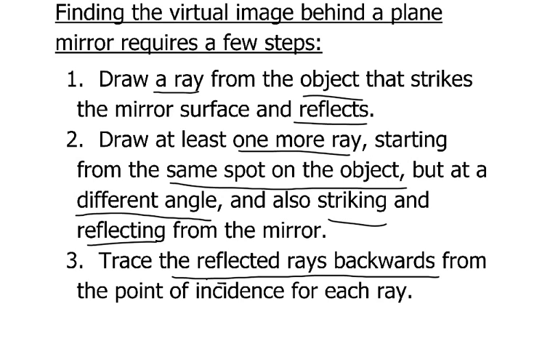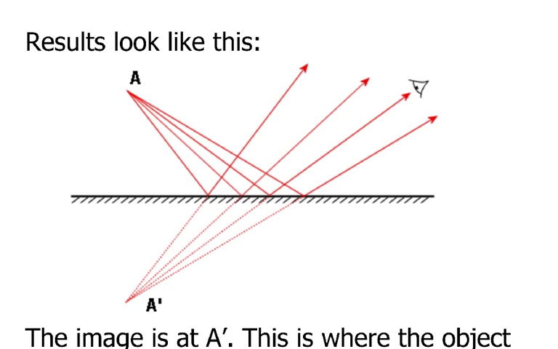Okay, so those are the first three steps. Draw one ray, draw at least one more ray, and then trace them backwards to the point where they meet behind the mirror, and it will look like this. So this is what you've got going on here. You've got some object at this point right here. That's the object somewhere in there, and that's a point on the object.